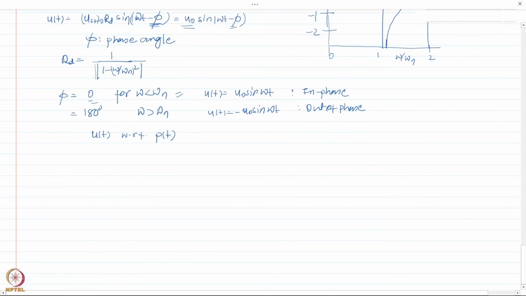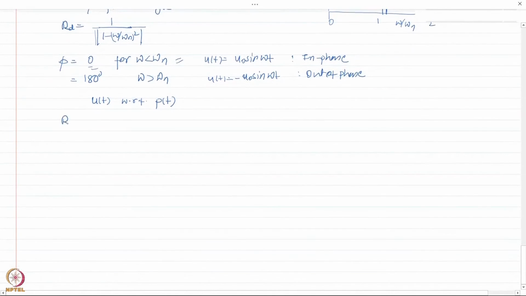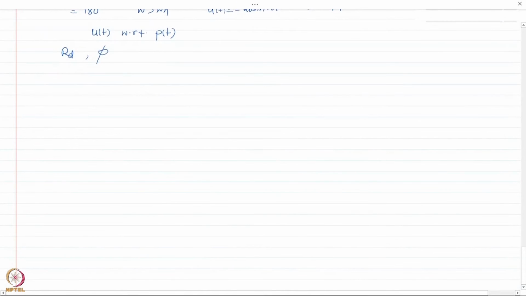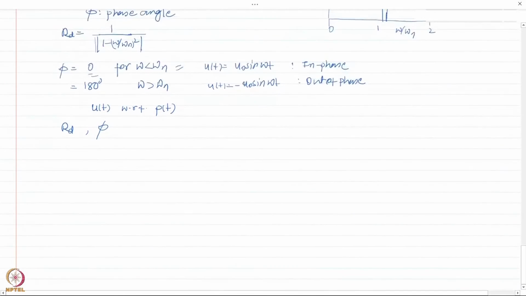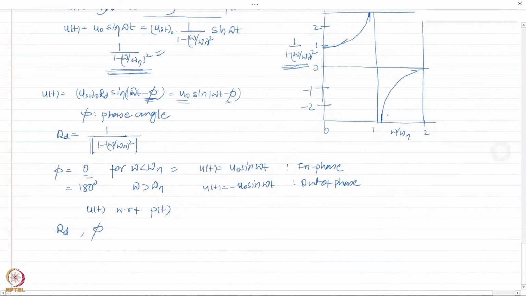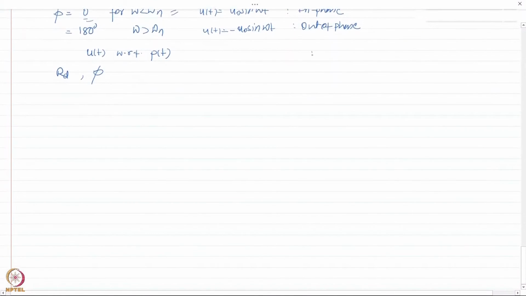Okay, once I have this information, let us plot RD and let us plot the phase angle, phi, and see how they look. I know that both of them depend on the frequency ratio. So RD is nothing but the magnitude, the absolute modulus of this function, which means this function would simply invert to the positive side of the x-axis. Let us try to draw that.